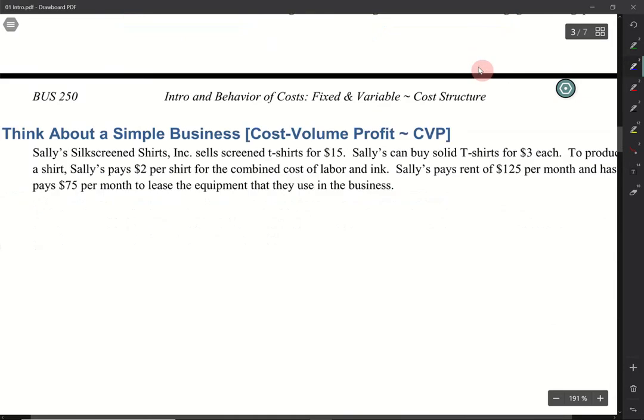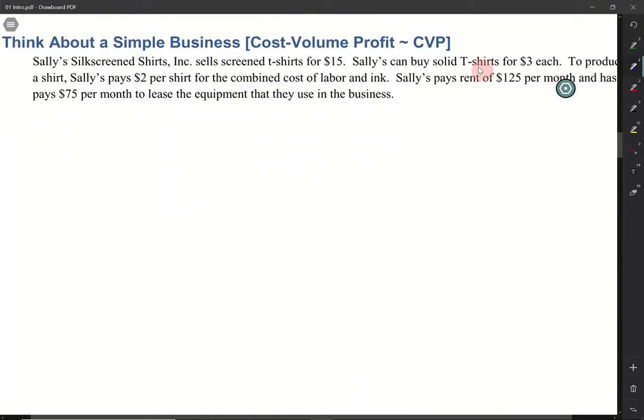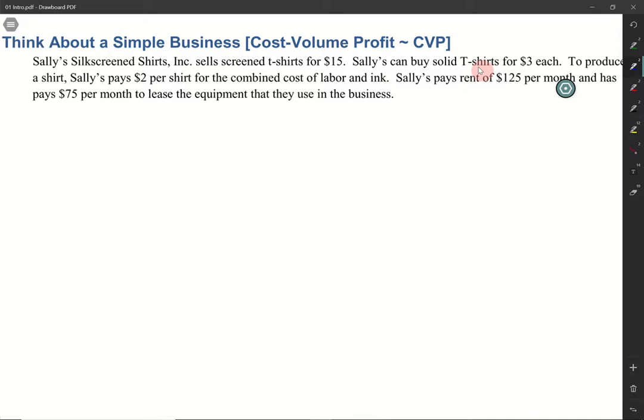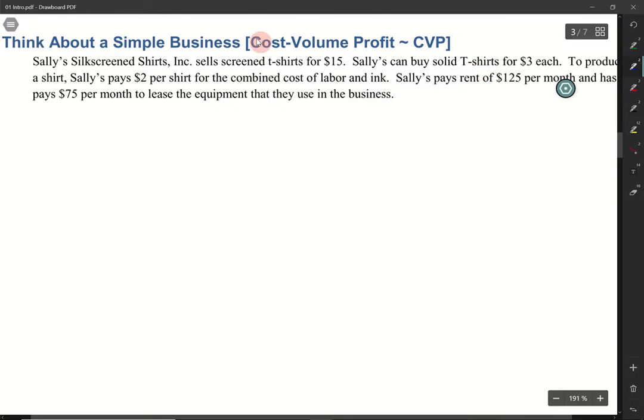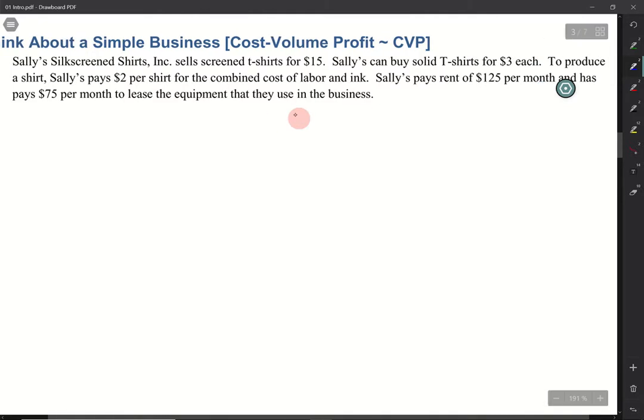Okay, so it's enough talking for the moment. Let's see if we can do a little bit of math, a little bit of analysis, and learn something about a business. This material is considered cost, volume, profit, basically CVP. If you Google that, you'll find some other examples or more information about this material.